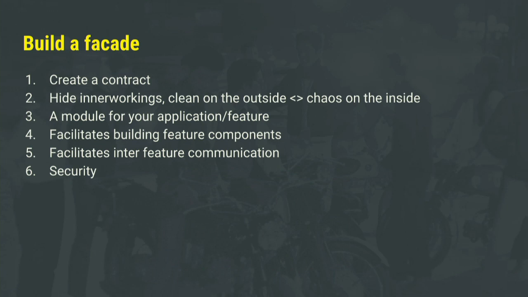Hide your inner workings. You need to do this on the whole application level, but you can also do this in smaller, feature parts of your application. So you have one feature, you write it, and then you just wrap a facade around it with a very simple API. For example, you have written your own web audio implementation. You've written all these little modules, and you just wrap around: give me a URL, give me a play. And that's it. It facilitates feature components, inner feature communication, and again, security.